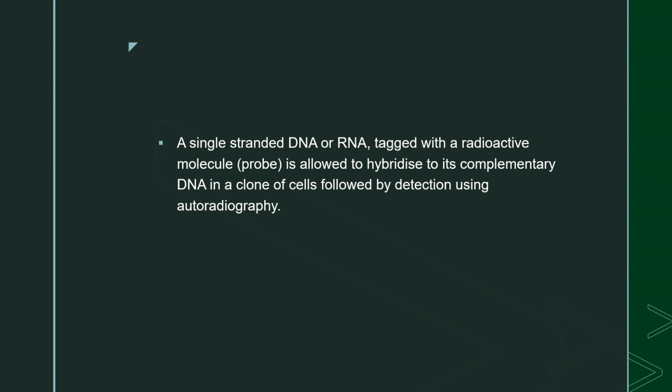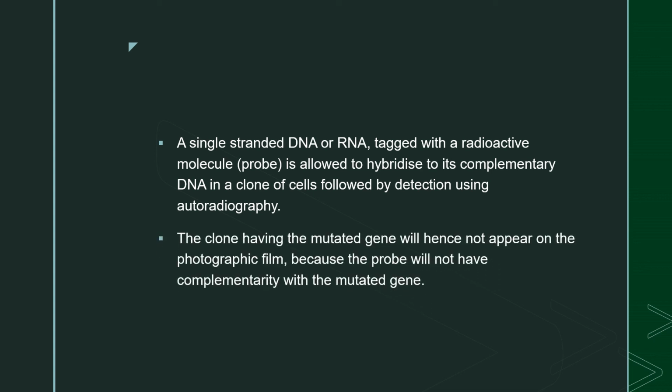A single stranded DNA or RNA tagged with a radioactive molecule is allowed to hybridize to its complementary DNA in a clone of cells, followed by detection using autoradiography. The clone having the mutated gene will hence not appear on the photographic film because the probe will not have complementarity with the mutated gene.